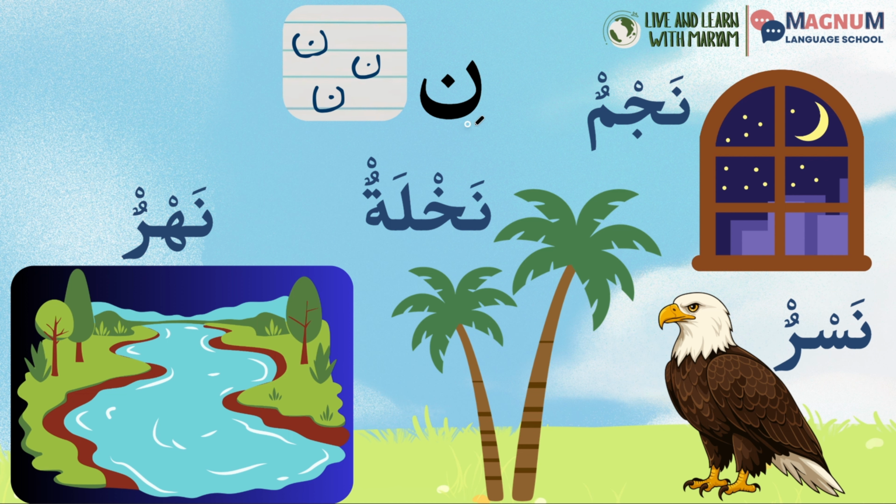Noon for Najmun means stars. Noon for Nasrun means eagle. Noon for Nakhlatun means palm tree. Noon for Nahrun means river. Okay. Next letter is Waaw.